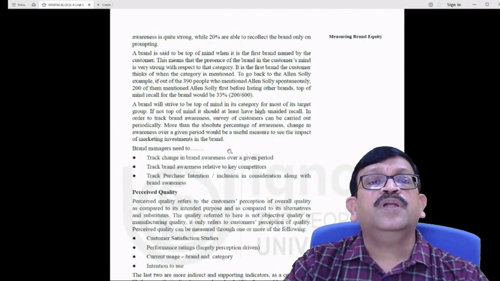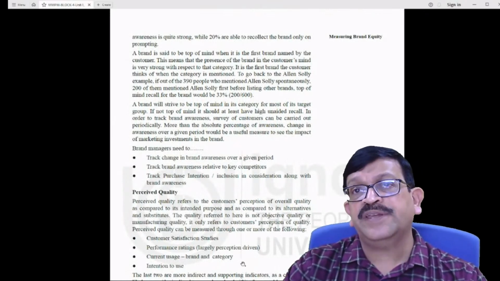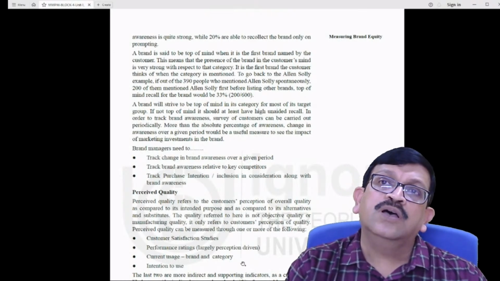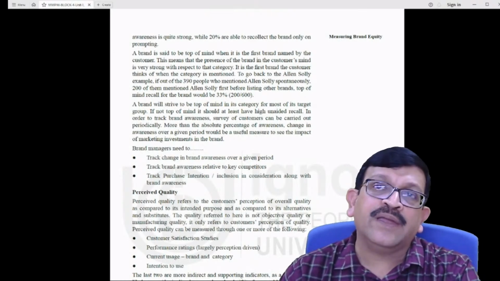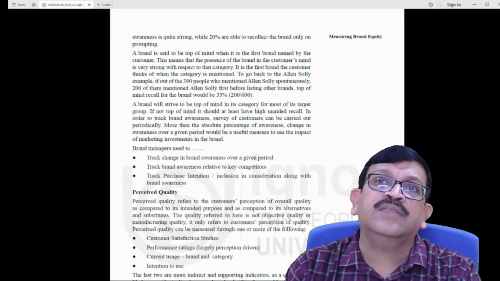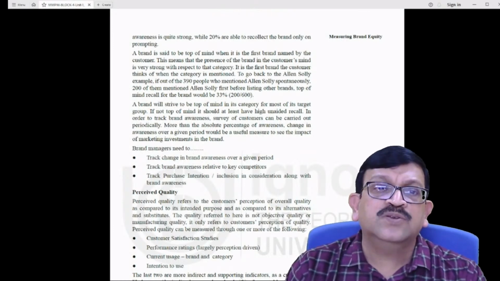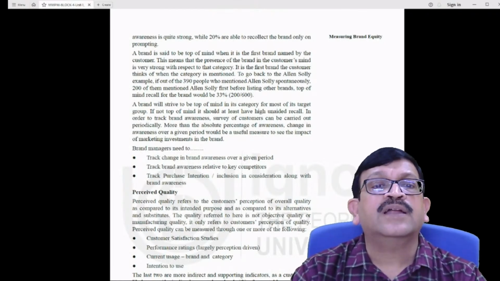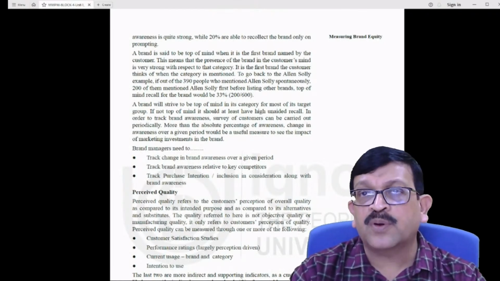But the critical thing that we must look into is that unaided recall has got a stronger awareness compared to the aided, because in aided we are trying to aid the recall process. So for a marketer where we are getting an unaided recall, that's definitely an important thing.